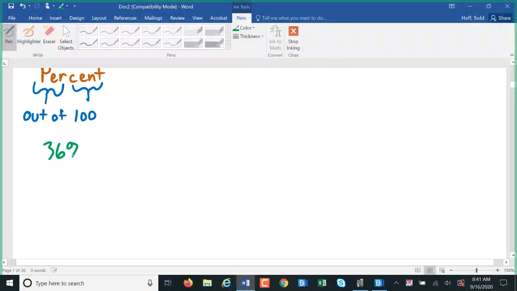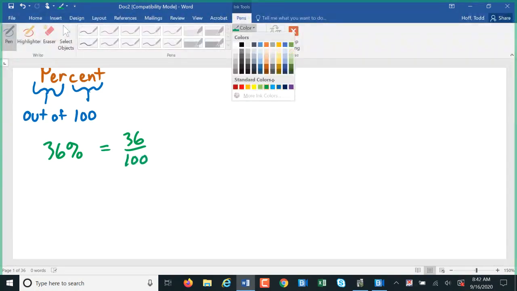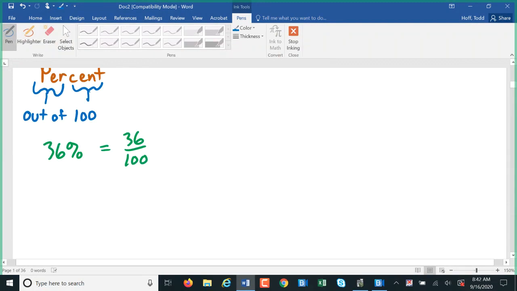So if I have 36%, that literally means the ratio of 36 out of 100. In fact, it is that easy, that simple to convert a percent into a fractional form. Now, a lot of places just say convert the percent into a fraction. Technically, this is not a fraction. It's what we call fractional form. If you're asked to convert a percent to a fraction, that's what it's asking you to do. Technically, it is a ratio in fractional form.